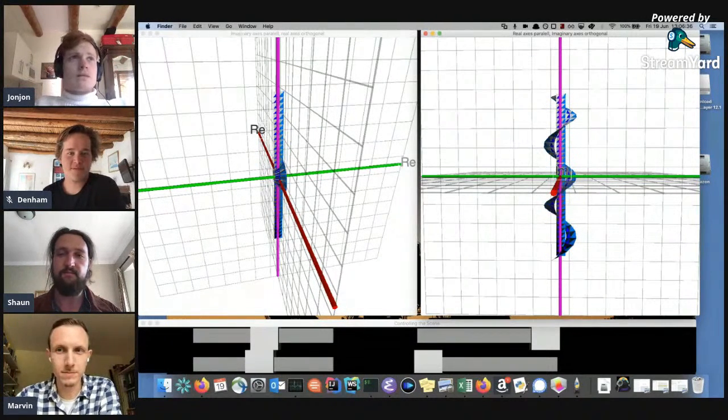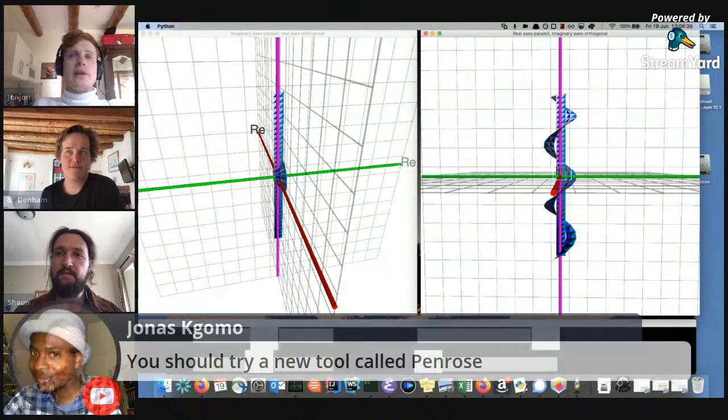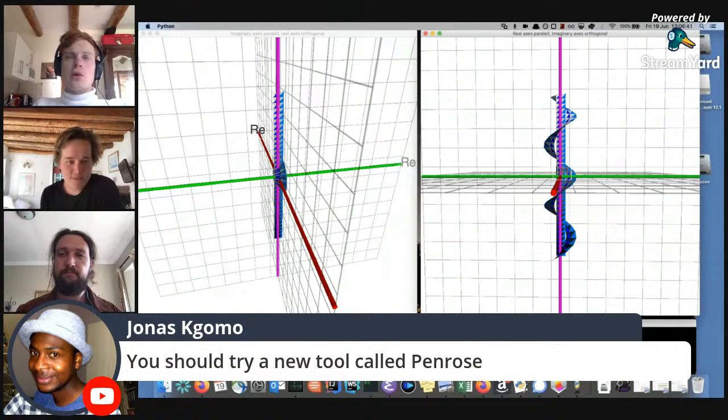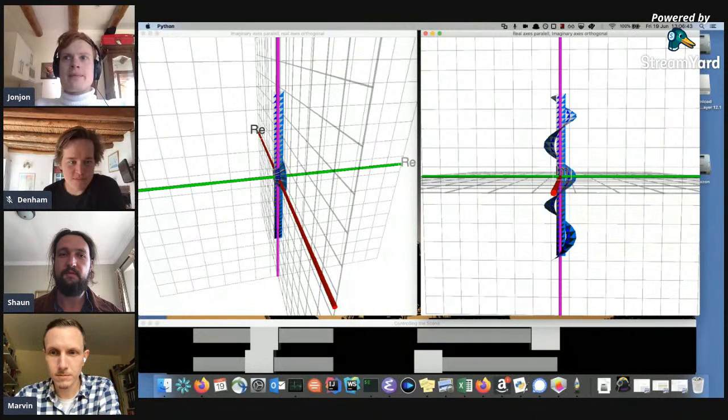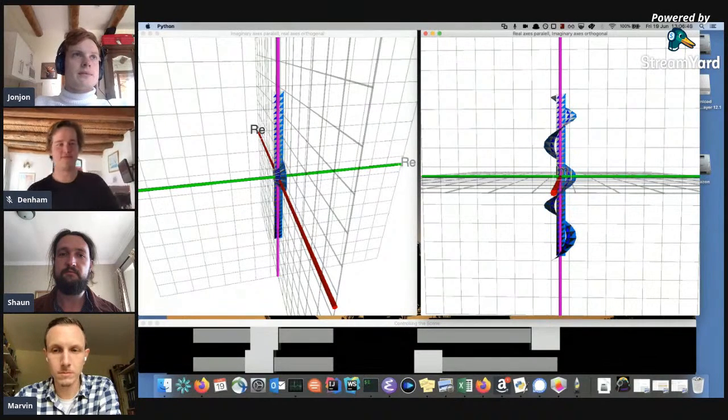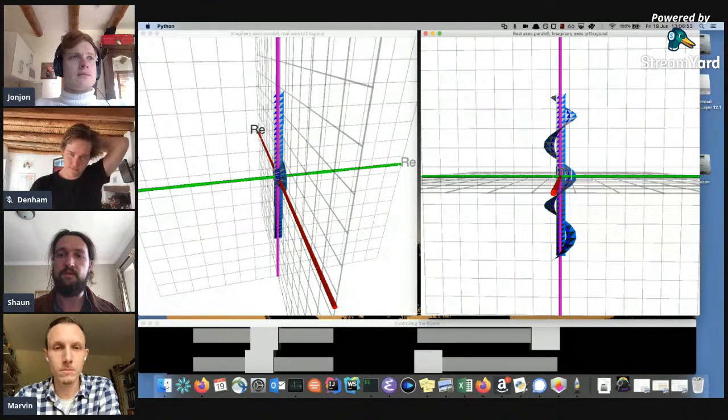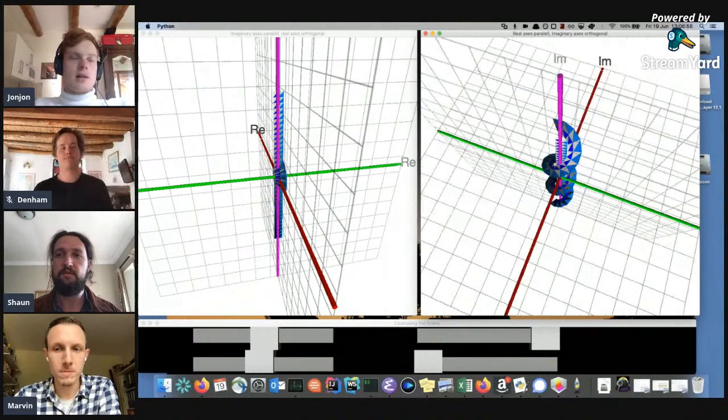Let's try that again. Quickly, while you're doing that, Shaun, there's some recommendations to try a tool called Penrose. Apparently, it does some pretty cool mathematical notation to some pretty awesome diagrams. Oh, cool. Something to check out at some point. Cool. Thank you. I wonder if it handles complex functions, and yeah, it'll be interesting to see.